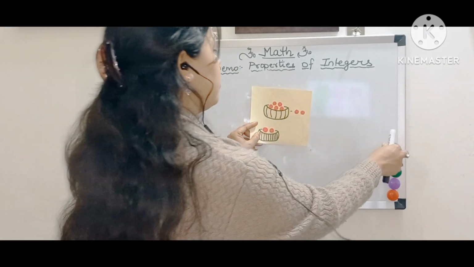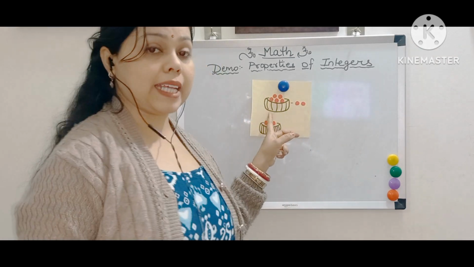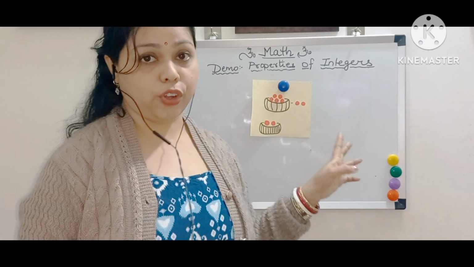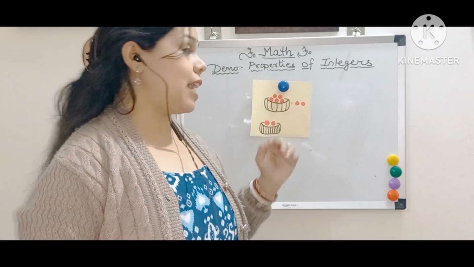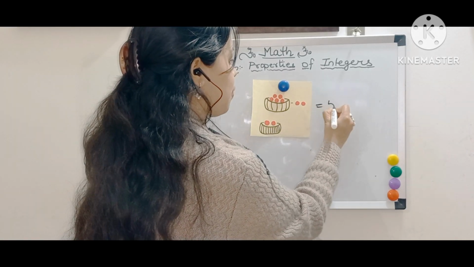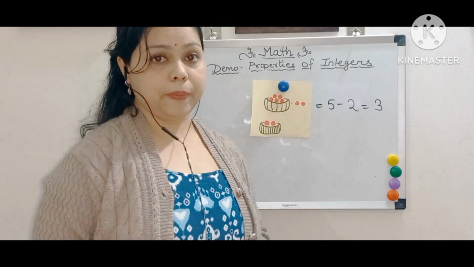Now you can see this is a basket of oranges, and in this basket there are 5 oranges. If I take out 2 oranges from this basket, what will I get? I will get 5 minus 2, that is 3.